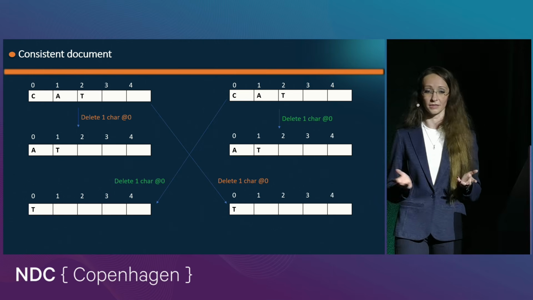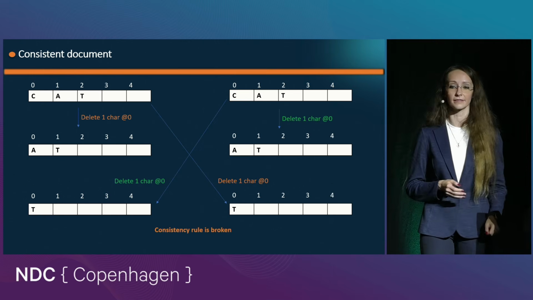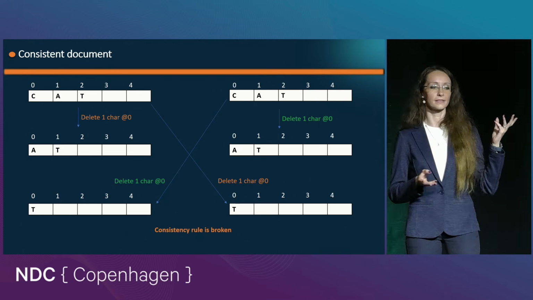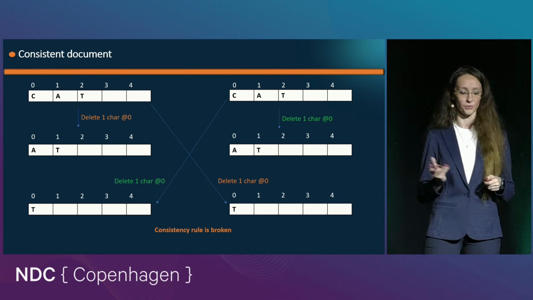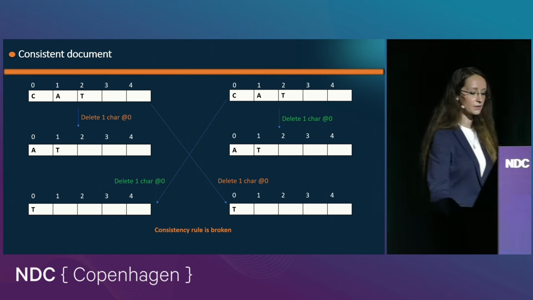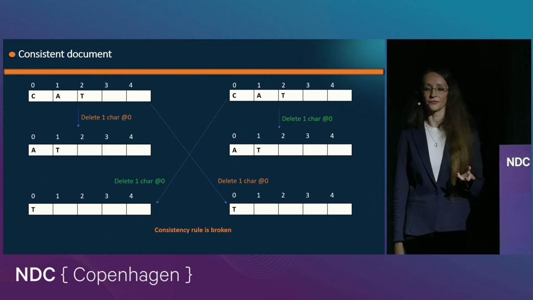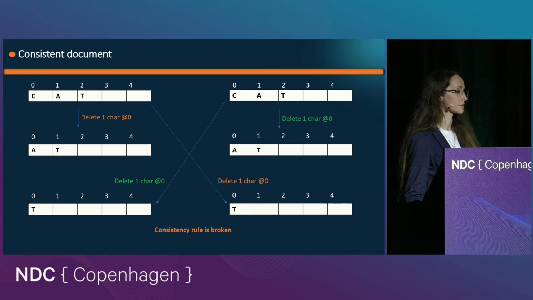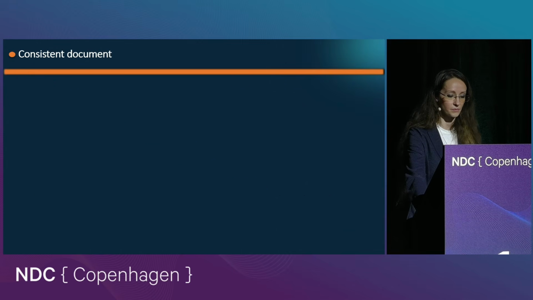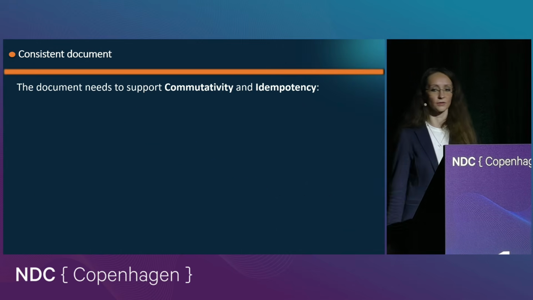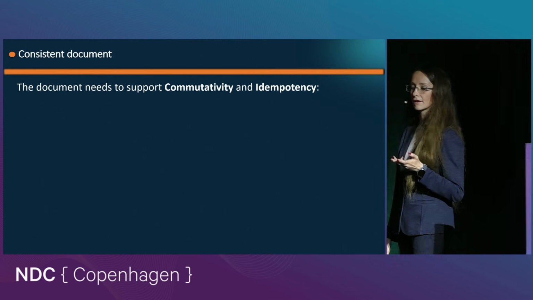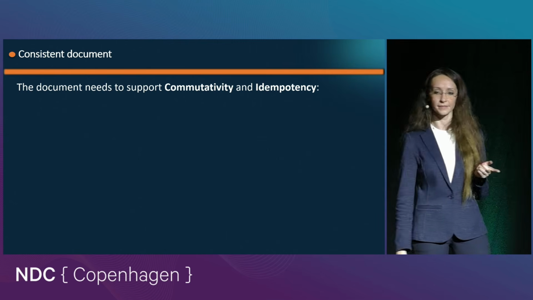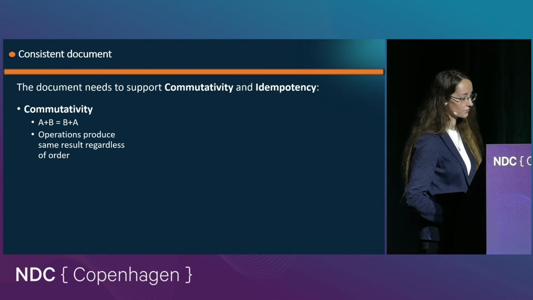So we will end up with a T, and this wasn't the user's intent. So once again, the consistency rule is broken, both for an insert operation and for a delete operation. At this moment, we started to think of other things that we need to consider to make sure that our document is consistent. And we started to think of two mathematical concepts, commutativity and idempotency. I will give you an example for both of them.